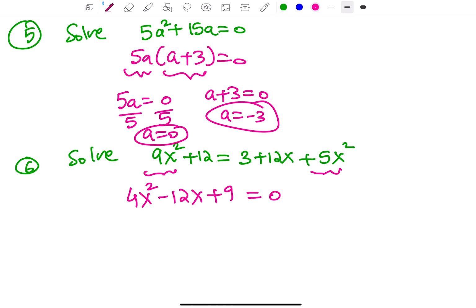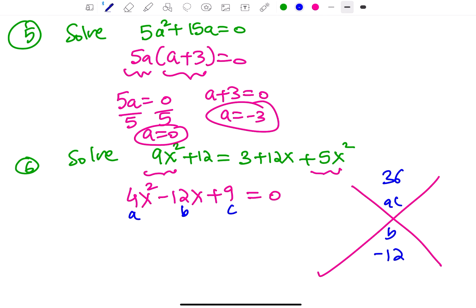I don't have a GCF here, so I'm going to use the AC method. A times C goes on the top, B goes on the bottom. A, B, and C. 9 times 4 is 36, negative 12. So two numbers that multiply to give us 36 and add up to give us negative 12. 6 and 6 will not work. 9 and 4 will not work. Let's think about two numbers that multiply to give us 36 and add up to, let's see.